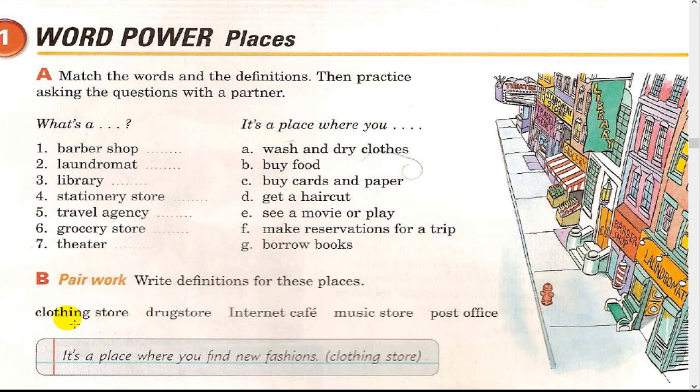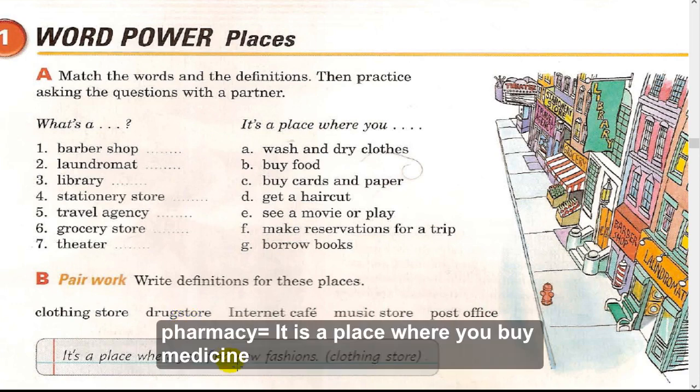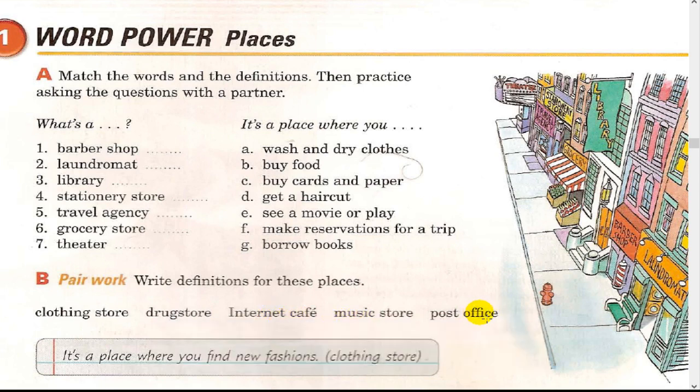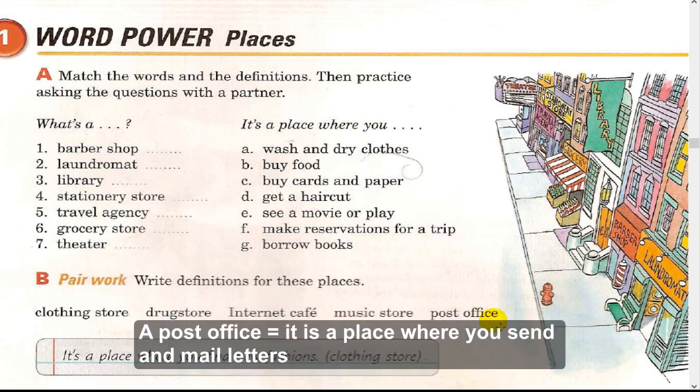Clothing store. Drug store, pharmacy. Clothing store is a place where you find new fashions. Drug store, pharmacy: it's a place where you buy medicine. Internet cafe: it's a place where you surf the internet. Post office: it's a place where you send letters, mail letters.